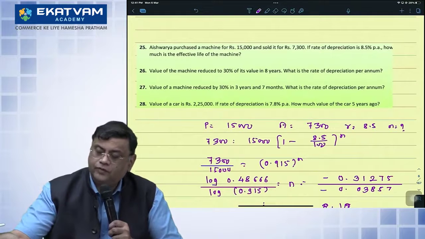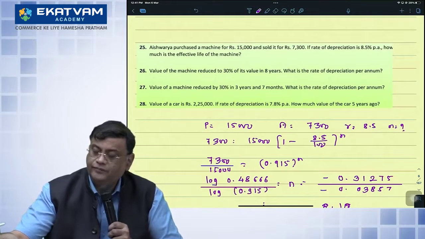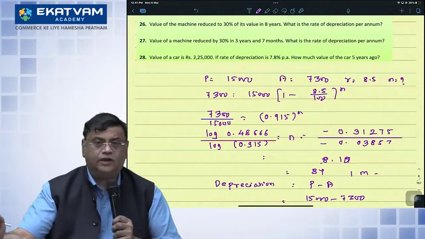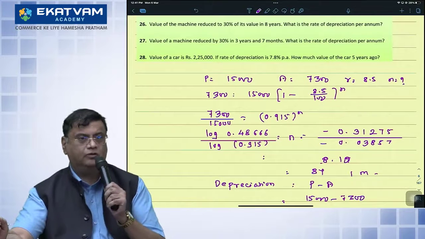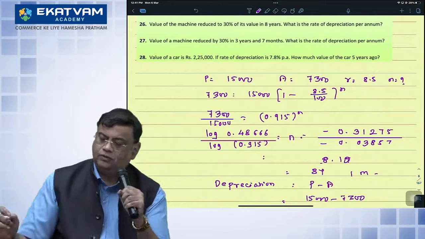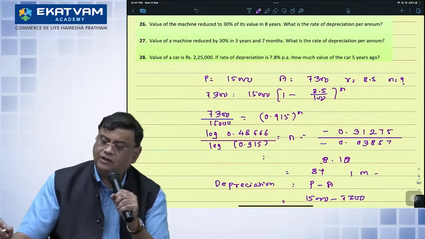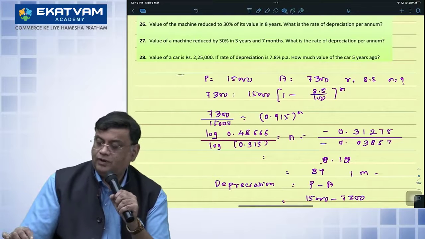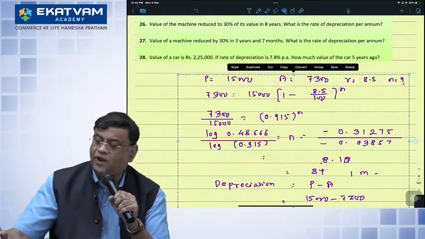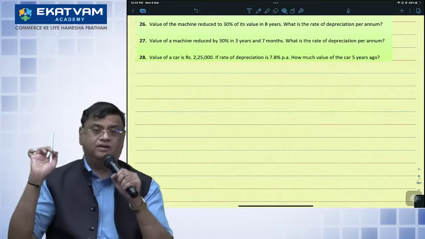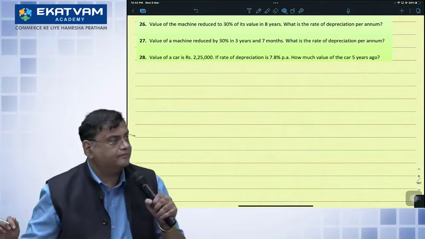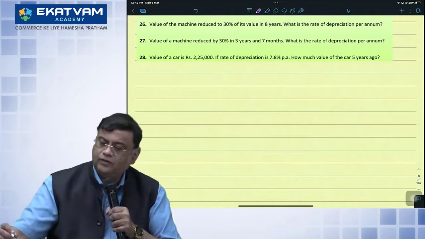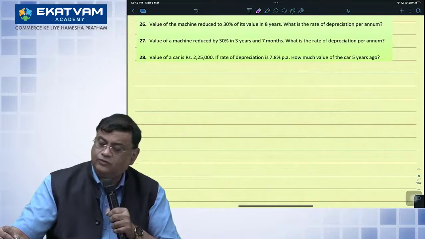Now, see the 26th question. Value of the machine reduced to 30%. So if you see the 26th question, value of the machine reduced to 30%. And in the 27th question, they are saying value of the machine reduced by 30%. To and by. So what will you do? In the 26th question, what will you do?